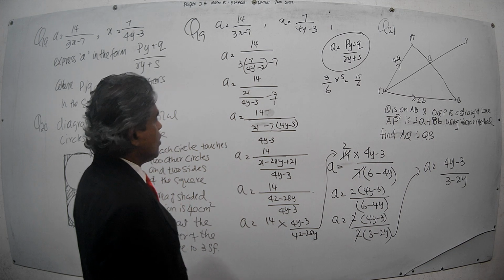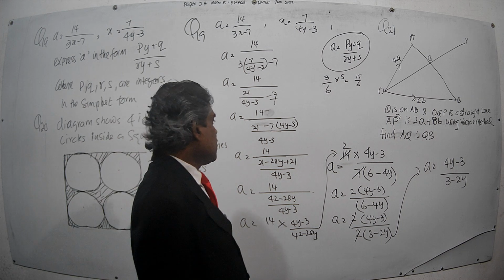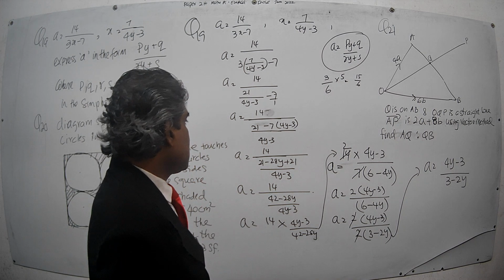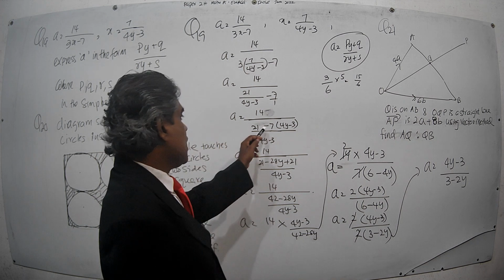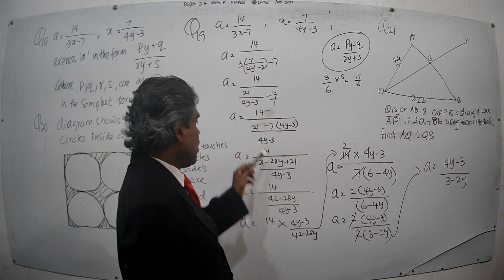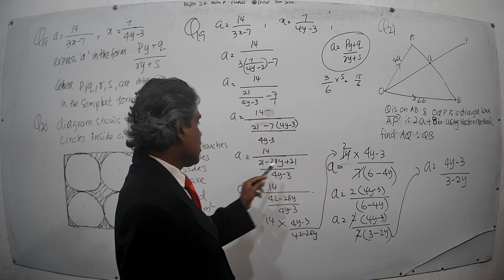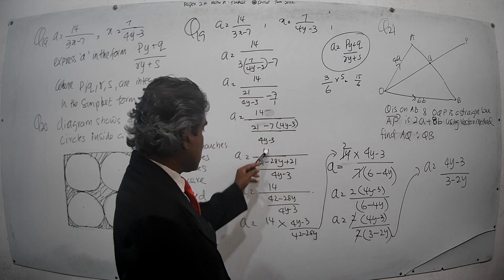Here then we remove these brackets. Minus 7 times 4y is minus 28y. Minus 7 into minus 3 is plus 21. That is 4y minus 3. Then we simplify it here. 21 plus 21, 42 minus 28y. That is the denominator. 14 comes as it is.